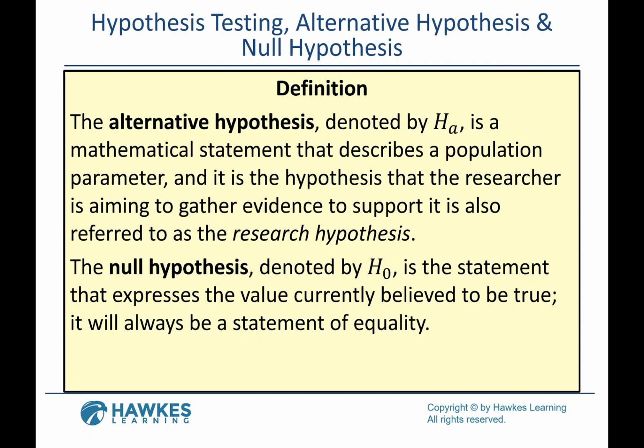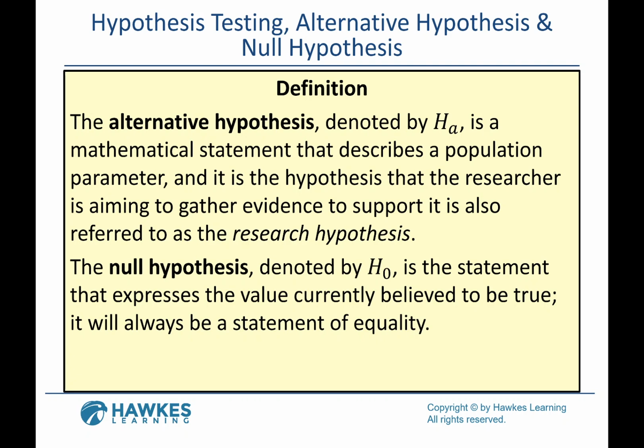And then our null hypothesis, H0. One thing we're told is it expresses a value currently believed to be true. So you can think about the null hypothesis as what you would call the status quo. This is the commonly believed thing, and the alternative hypothesis is where we're trying to show that it's not the commonly believed thing. We're trying to support the alternative hypothesis.